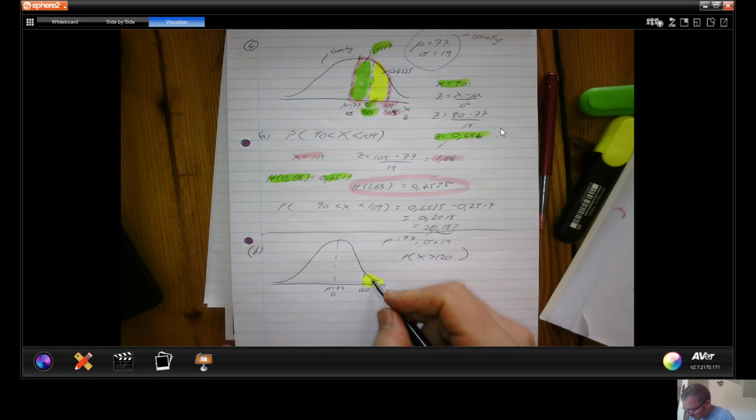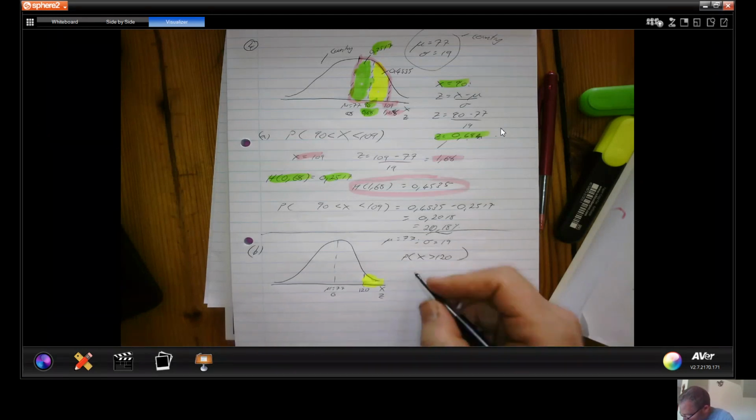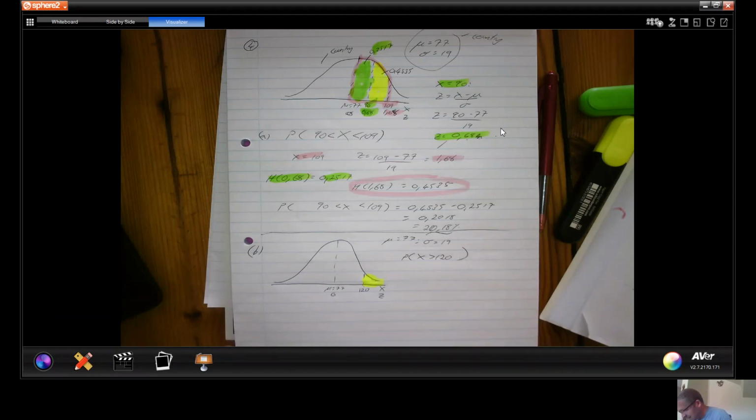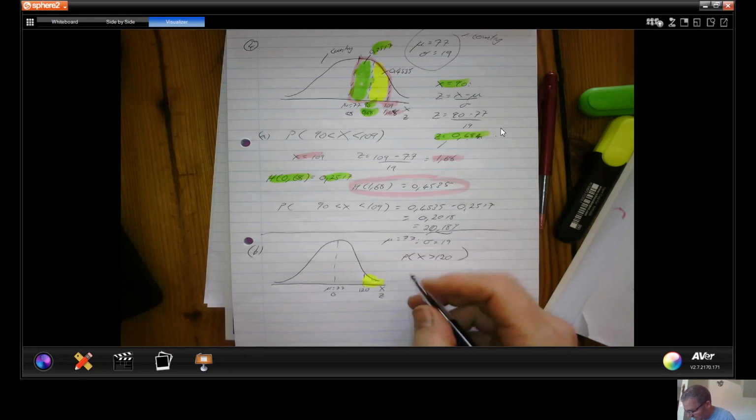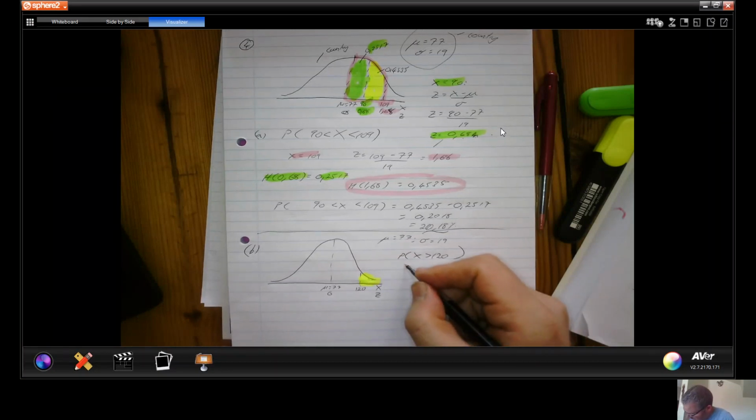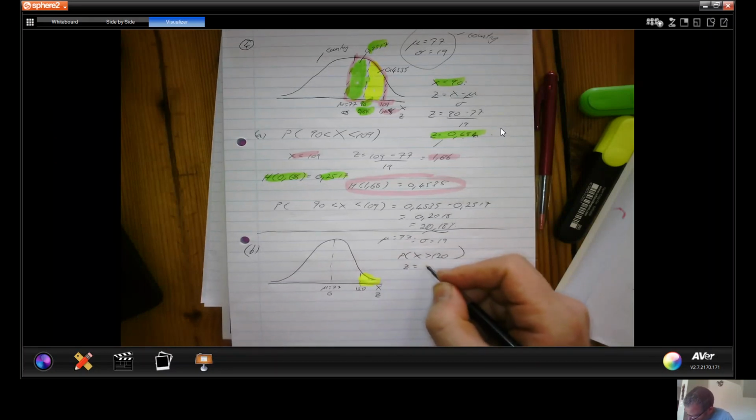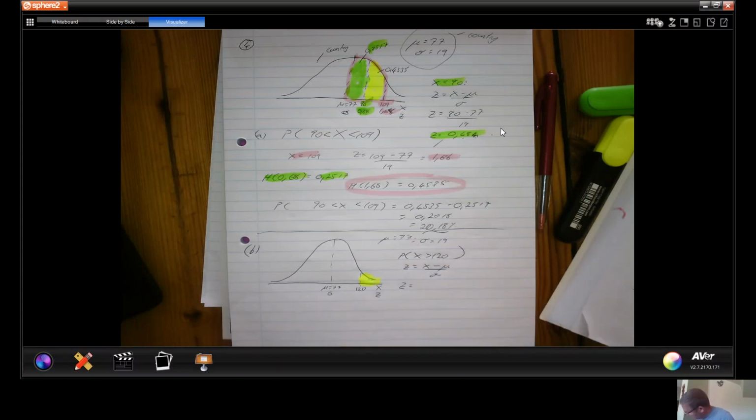So I've got it first of all. That's the region of people who've got an IQ bigger than 120 in this particular country. If I look over here, in this region, I need to first find what, Morgan? You need to find your Z score. Right, yes.